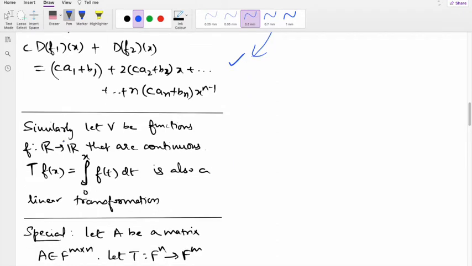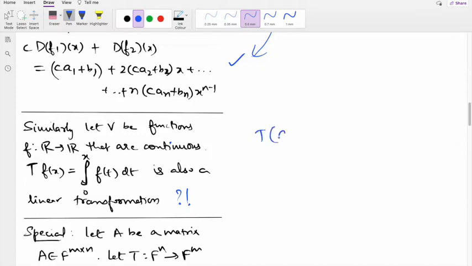Similarly, let V be functions f going from R to R which are continuous. So we will look at a much broader vector space, and I define this transformation T f in such a way that it's basically just the integration from 0 to x of f(t) dt. You need to prove whether this is a linear transformation or not. So the same idea you need to apply.